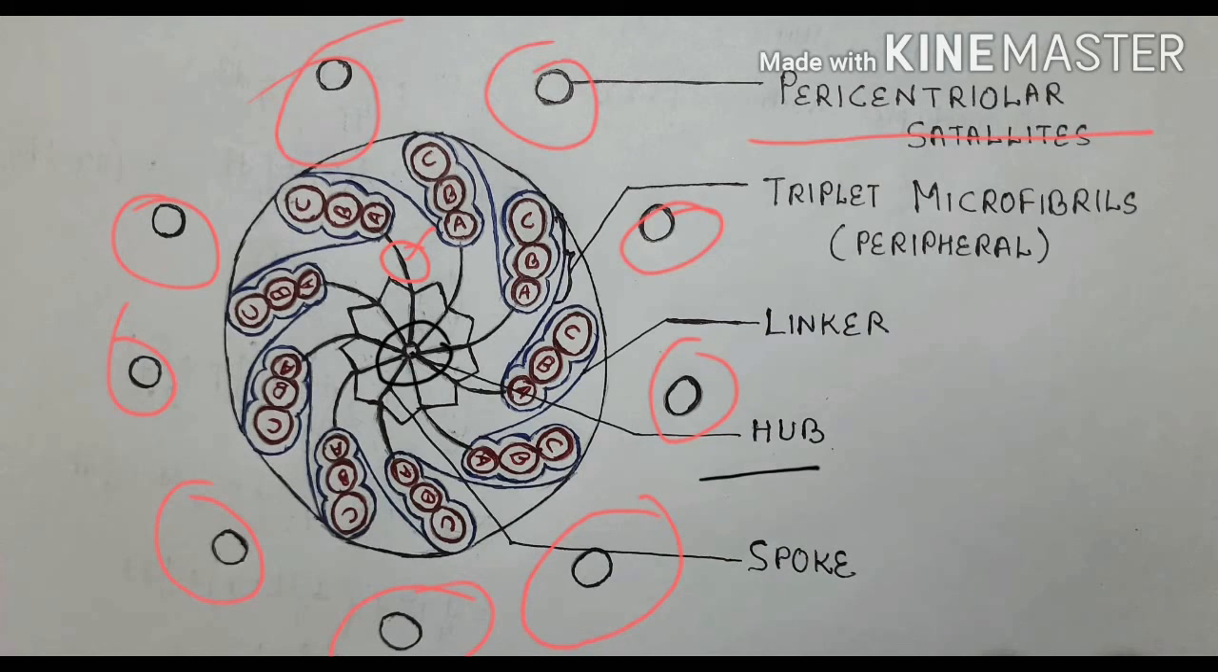Now, these 9 pericentriolar satellites, which are present outside the centriole, function as nucleating centers during spindle formation and during the duplication of centriole at the time of cell division. In simple language, these pericentriolar satellites present outside the centriole help the centriole during the formation of spindle and during its duplication at the time of cell division. Now the function of centriole.